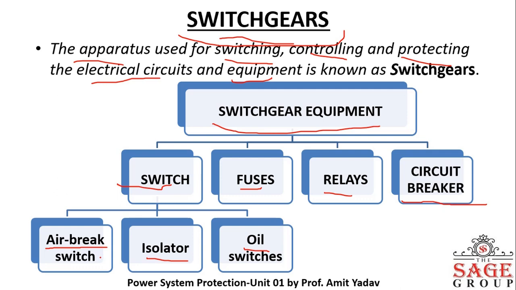For example, in the air break switch, when we switch on or switch off the switch, there will be an arc due to switching, and for quenching that arc we definitely use some medium. In the case of the air break switch, we use air for quenching the arc. In the same way, in the case of oil switches, we use oil for quenching the arc.